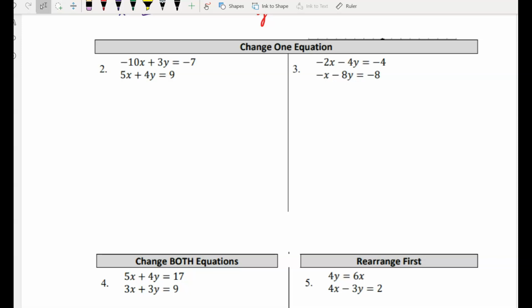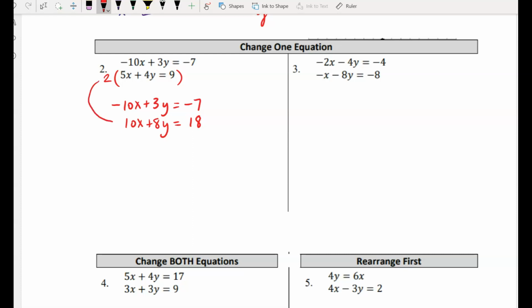If I look at my x coefficients, I have a -10x and a 5x. If I were to multiply the second equation by 2, then I would have opposite coefficients on my x values. So that's what I'm going to do. I'm going to keep my first equation exactly the way it is. I'm going to multiply both sides and every term in my second equation by 2. 2 times 5x is 10x. 2 times 4y is 8y, equals 2 times 9 is 18.